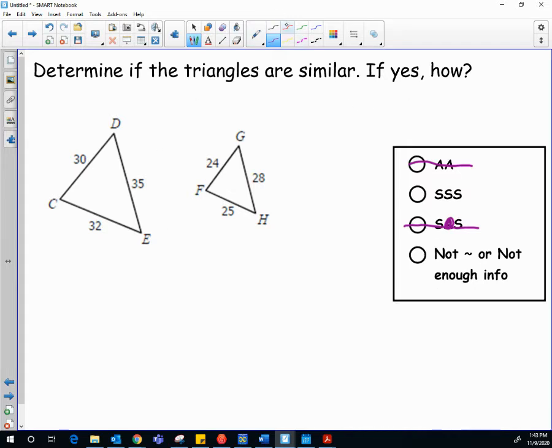So again, I am going to label. So 30 is my small, 24 is my small, 32 is my middle, 25 is my middle, and 35 is my large, and 28 is my large over there. So again, I'm actually going to set up my ratios to see what they look like. So let's start with the small. And I'm just going to do the left triangle over the right triangle. You could do the other way, as long as you're consistent. So I'm going to do 30 over 24.